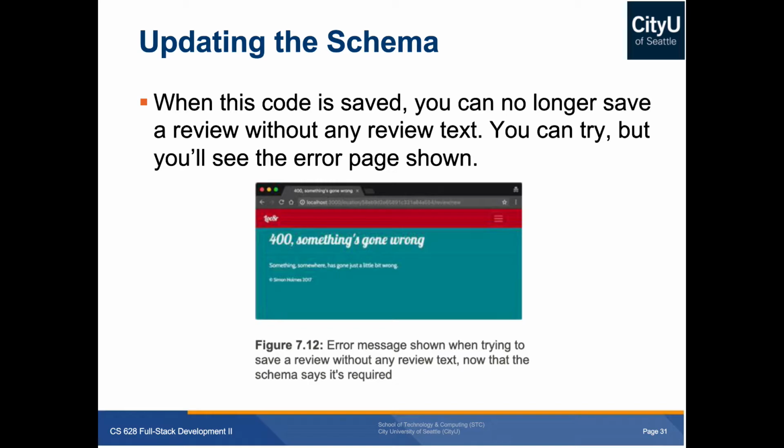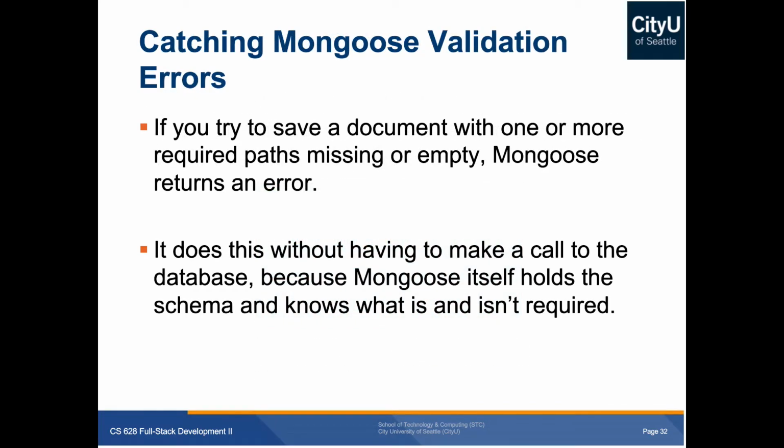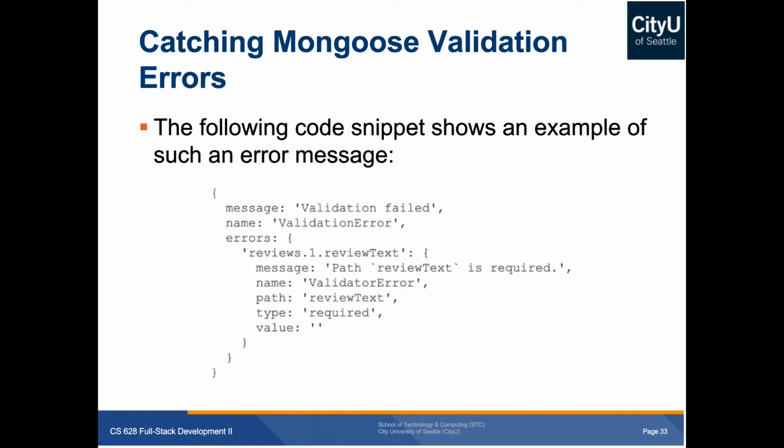So when it's saved, you can no longer save a review without any review text, and you'll get an error. But instead of an error, which is annoying, why not do some validation checks on the client side? Let's see if it would talk about this one. So if you try to save a document with one or more required paths missing or empty, Mongoose returns an error. Yes. It does this without having to make the call to the database, because Mongoose itself holds the schema and knows what is and isn't required. So that's good. It does not request to the database right away, so it doesn't add traffic.